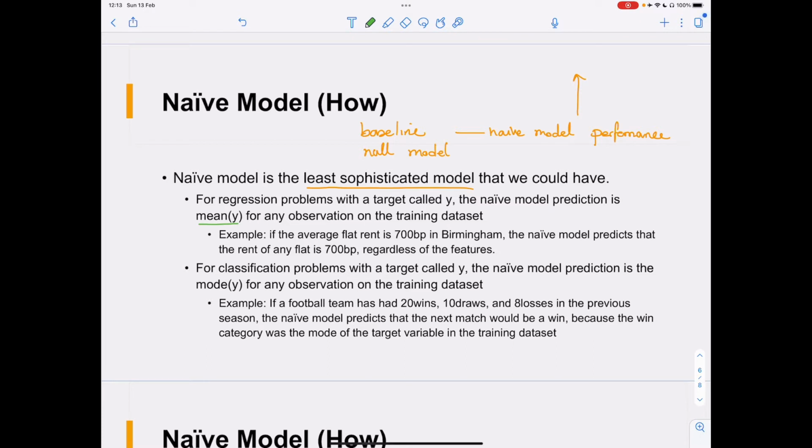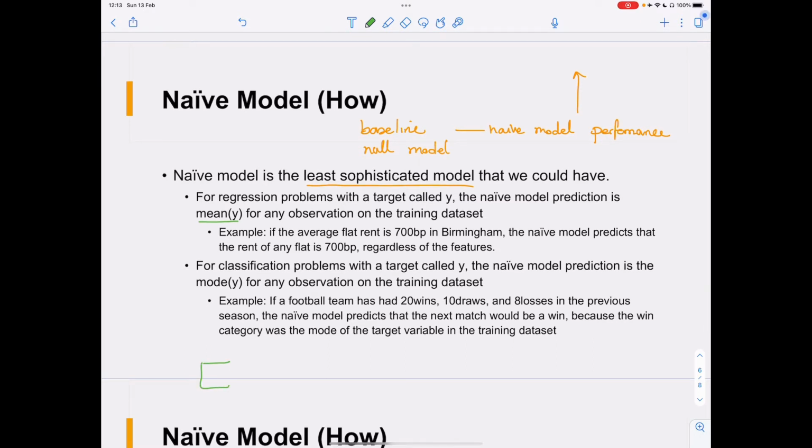So this is the case. You have a dataset, you divide it into a training and a testing, and you define the naive model on training. And how do you define it? Well, the outcome of the naive model is the average of the target value. So this is for regression problems.